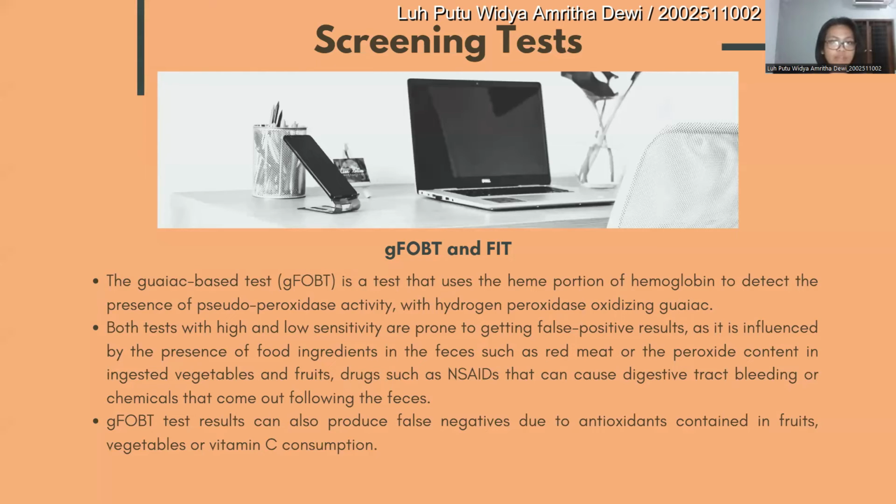Both tests with high and low sensitivity are prone to getting false positive results, as it is influenced by the presence of food ingredients in the feces, such as red meat or the peroxide content in ingested vegetables and fruits, drugs such as NSAIDs that can cause digestive tract bleeding, or chemicals that come out following the feces. GFOBT test results can also produce false negatives due to antioxidants contained in fruits, vegetables, or vitamin C consumption.